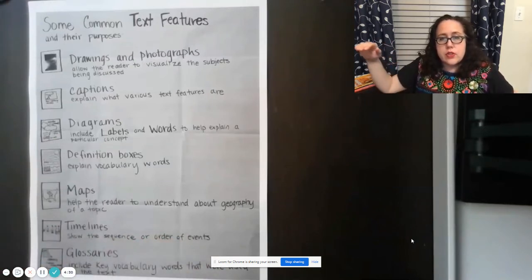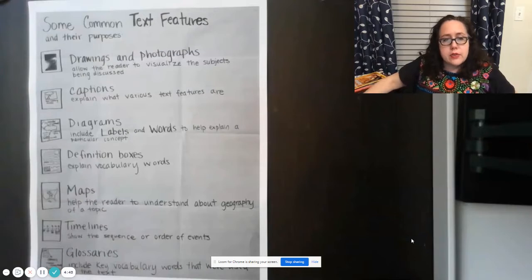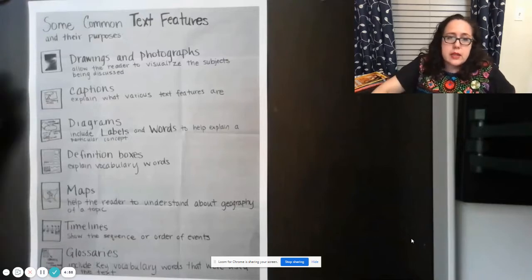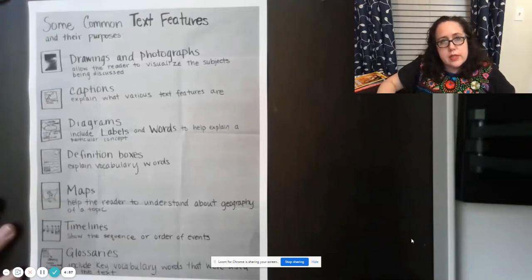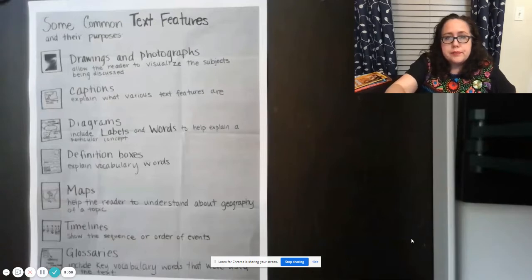Timelines, so those usually show dates or sometimes time, and they show the order of events, or another way to say that is sequence of events. And finally, glossaries. And glossaries are usually in the back of a book, although sometimes they can be in other places. And they include key vocabulary words that were used in the text. I want you to take a look at that and think about, have you seen those before? Which ones have you noticed or thought about? Maybe you even tried in your own writing.